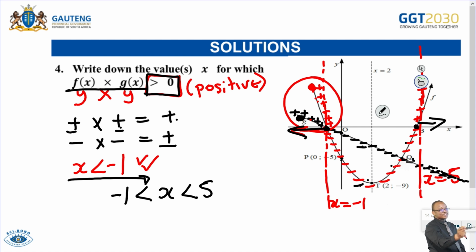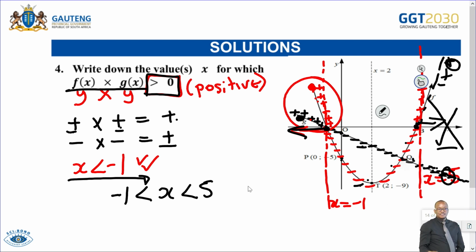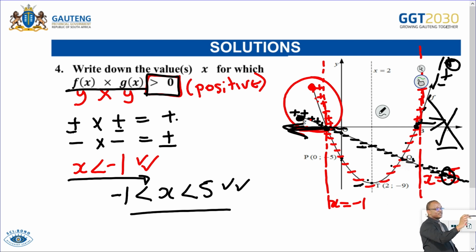But looking from 5 going that side, g remains negative, but f changes to positive. So if you are saying positive multiplied by negative, you are going to get negative. It means this interval here is not applicable. So now, the only two intervals that are applicable are the one of x less than -1 and between -1 and 5. So that's how you interpret this type of function. I hope it was clear, this one.